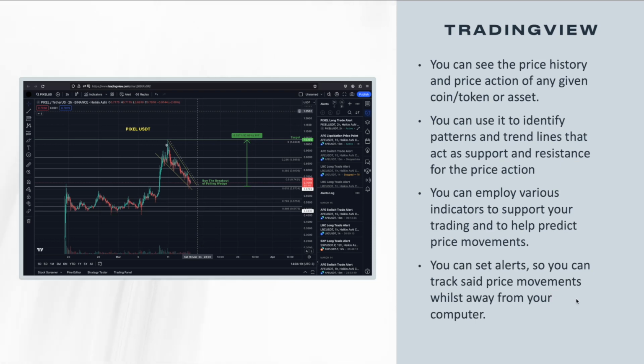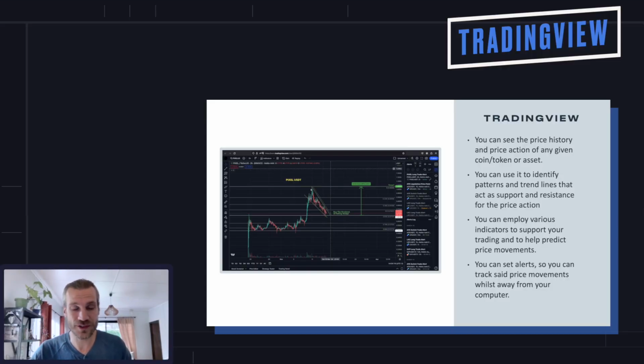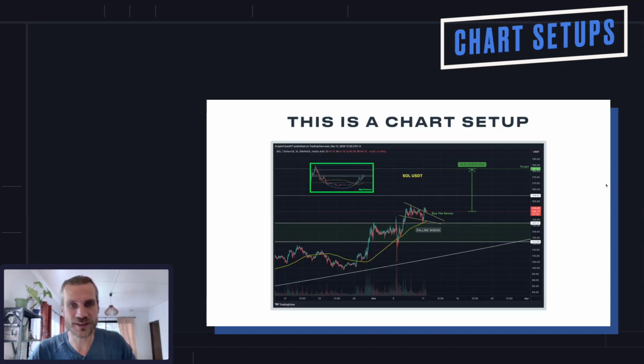You can also set alerts so you can track said price movements whilst away from your computer. We actually have a more in-depth introduction to TradingView as a separate video, and I'll link to that in the description. This is a chart setup, something which crypto traders will create or use to facilitate a trade.